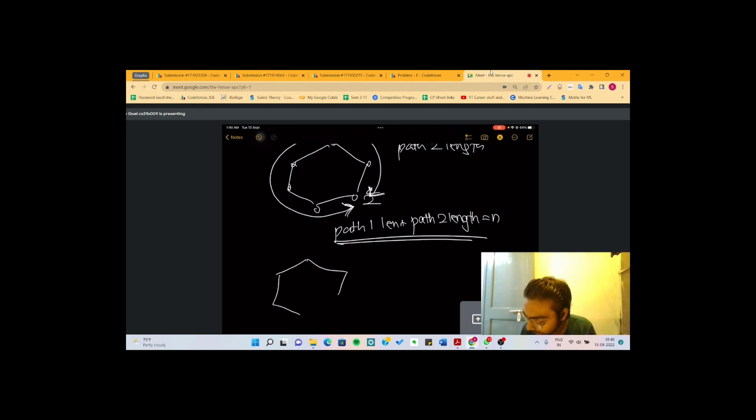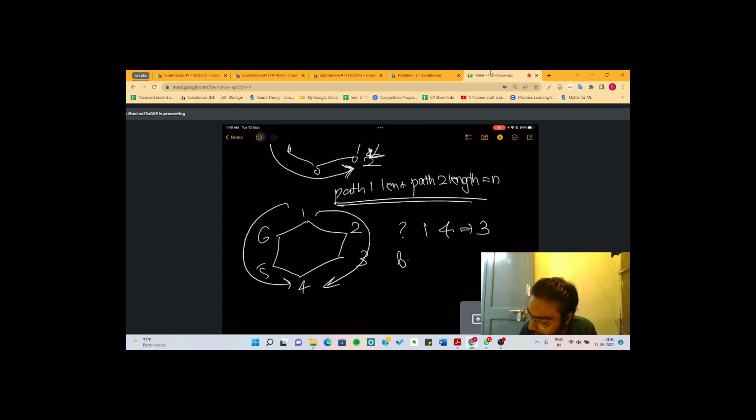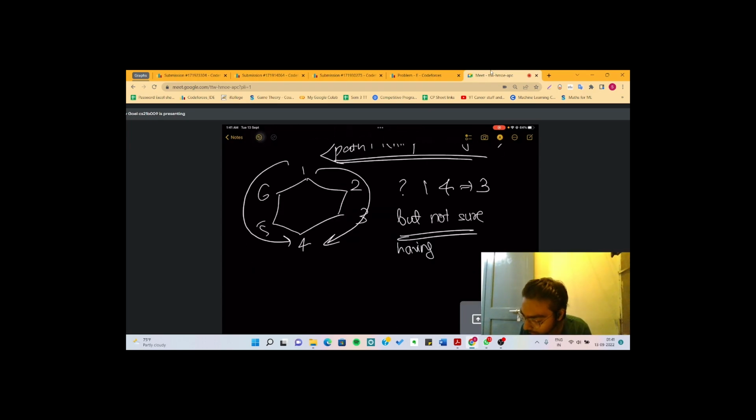For example, if I have 1, 2, 3, 4, 5, and 6, and I query ? 1 4, the output will be 3. So if I come from here, the answer is 3, and if I come from here, the answer is 3. But it's not sure that having 3 will mean that I have a path length of 6, right? So if path 1 is not equal to path 2, it implies path 1 length plus path 2 length will be equal to n. So this is how you find n.